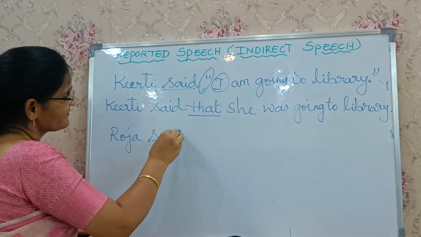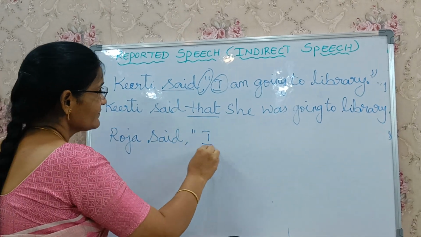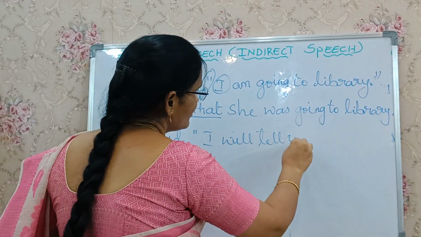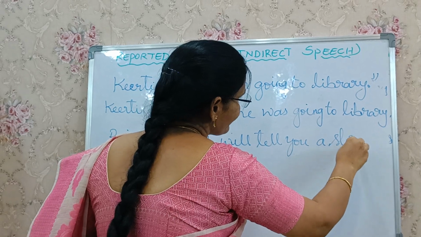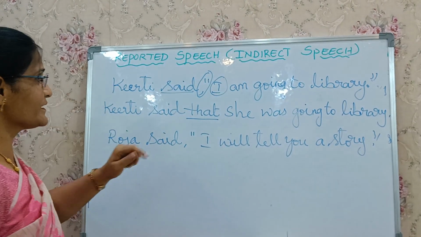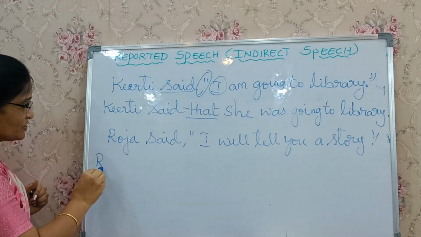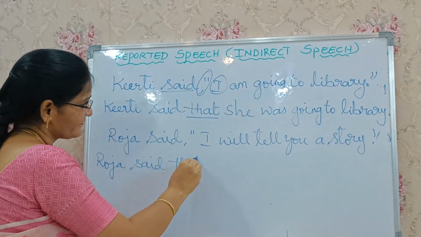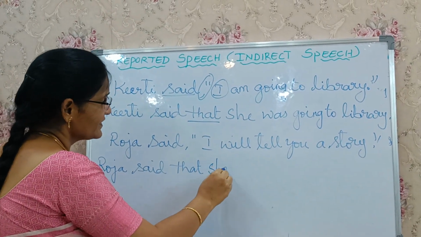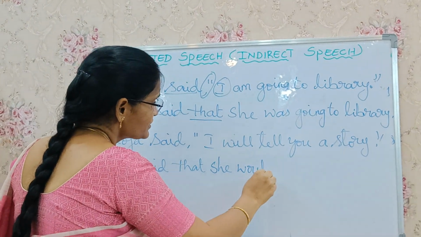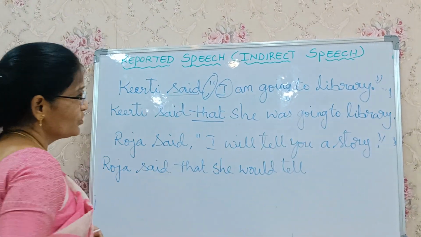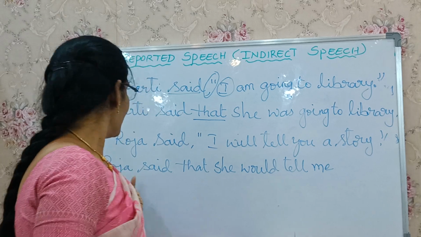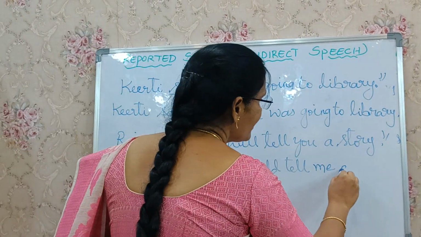Roja said, "I will tell you a story." Within inverted commas it is. Okay, so now how to change? Roja said that I, again, she will change as would. She would tell you. You here we have to change as me. Roja said that she would tell me a story.